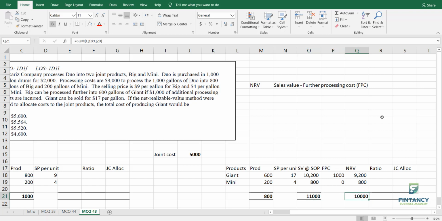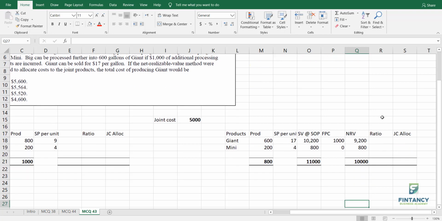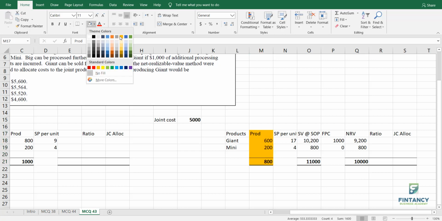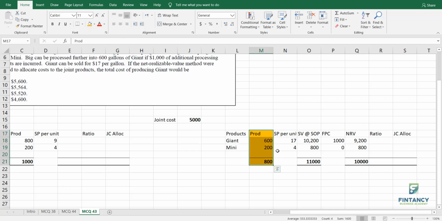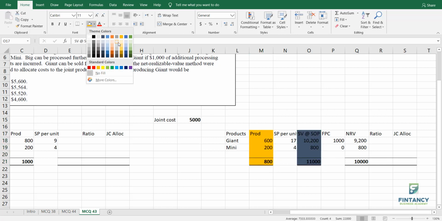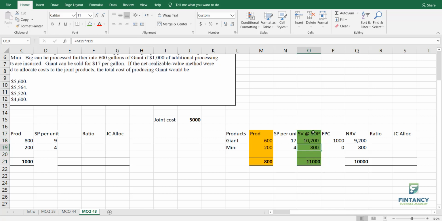Right, everyone? So basically you got to know that your NRV is how much? 10,000. Okay, everyone? See, this is the process. First of all, you need to understand this thing. This is the method number 1. So in method number 1, you take the ratio based on production. If you are doing method number 2, which is sales value at split off point, you use this data, which we used in the previous question, to take the ratio.